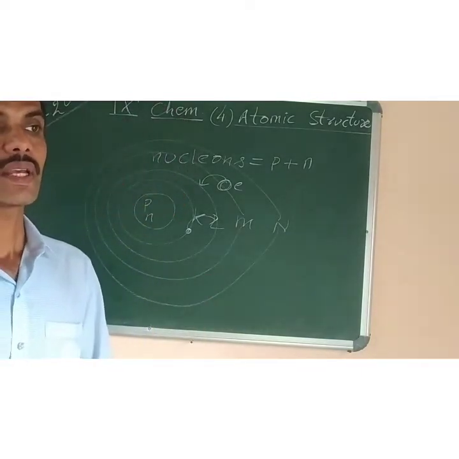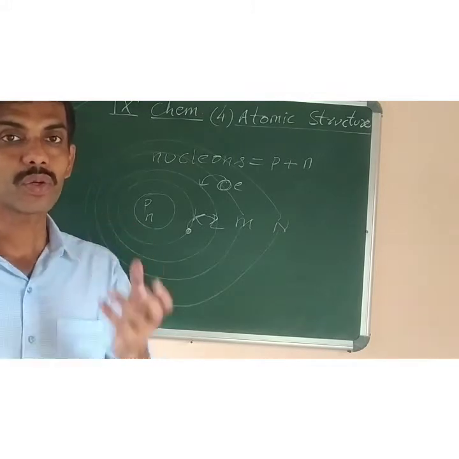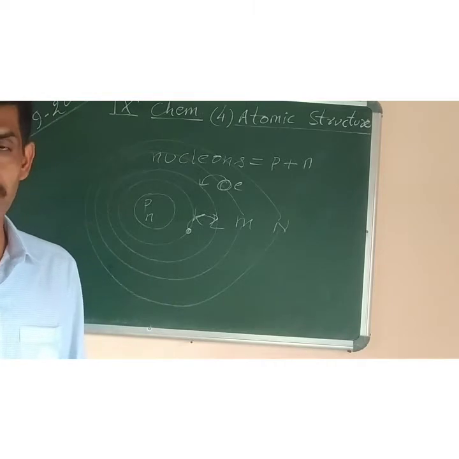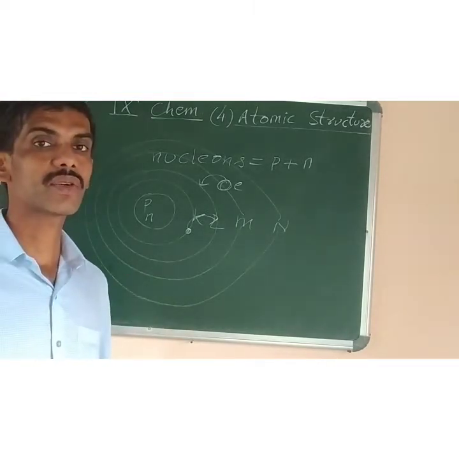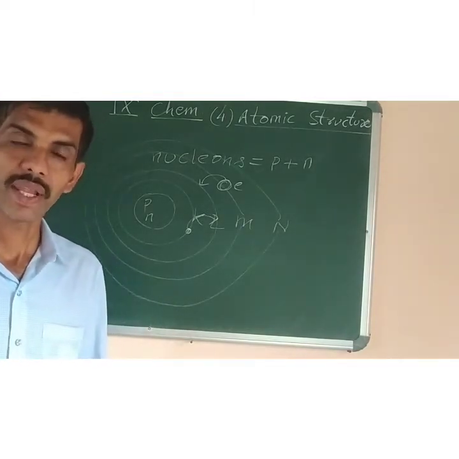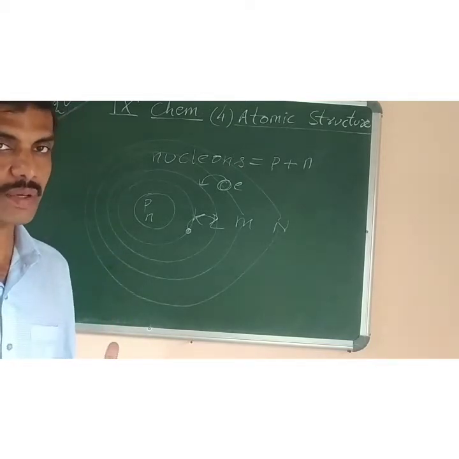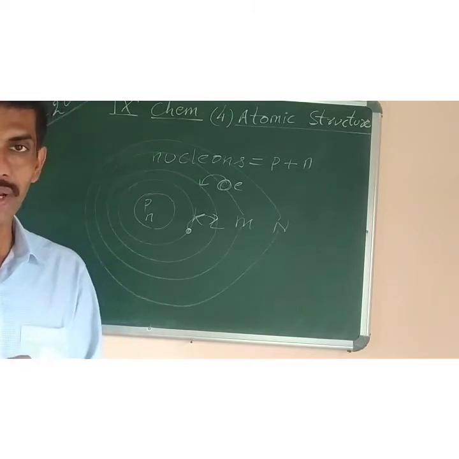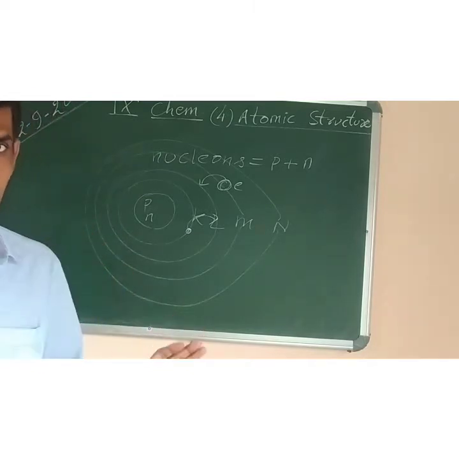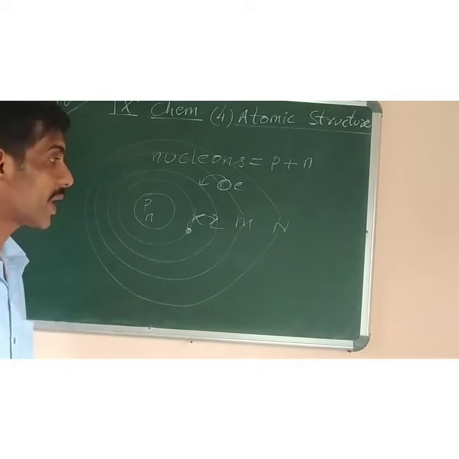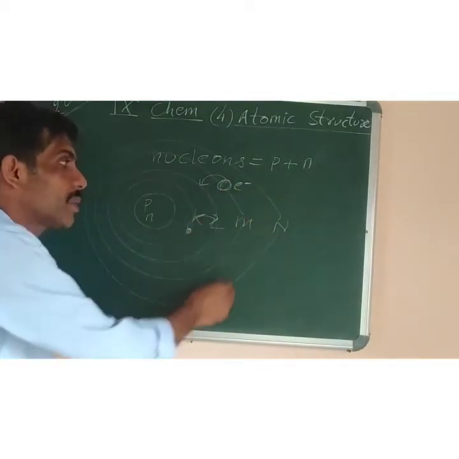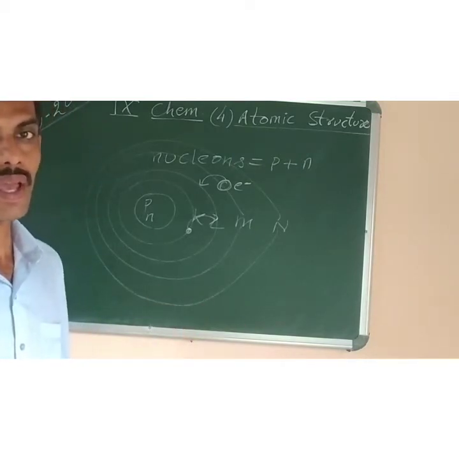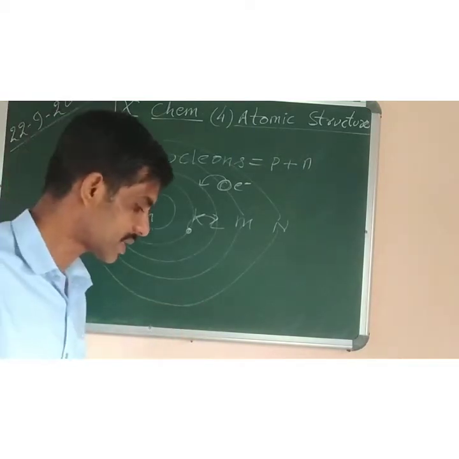That is what happens: when any atom loses an electron, it acquires a positive charge. And when it gains an electron, it acquires a negative charge, because it disturbs the charge of the atom. You know that atoms are electrically neutral. They have no charge. So when they gain one extra electron, which is negatively charged, it becomes negative. And when it loses one electron, it becomes positively charged.